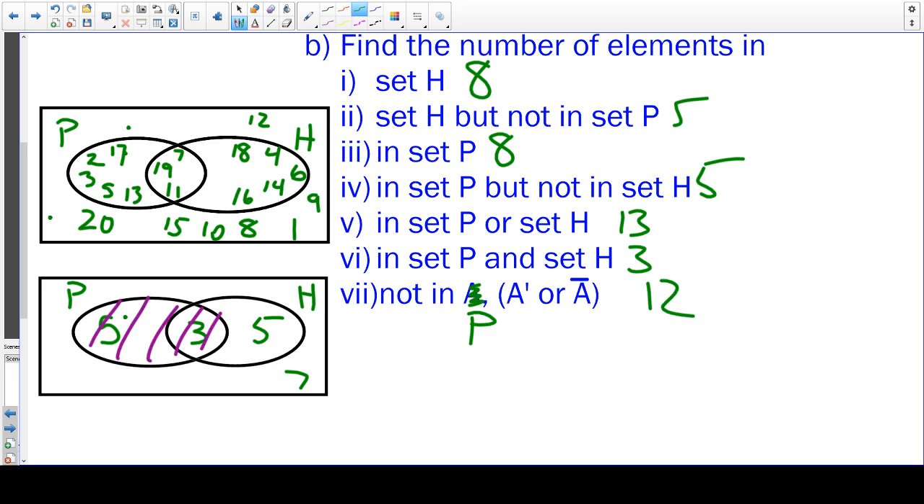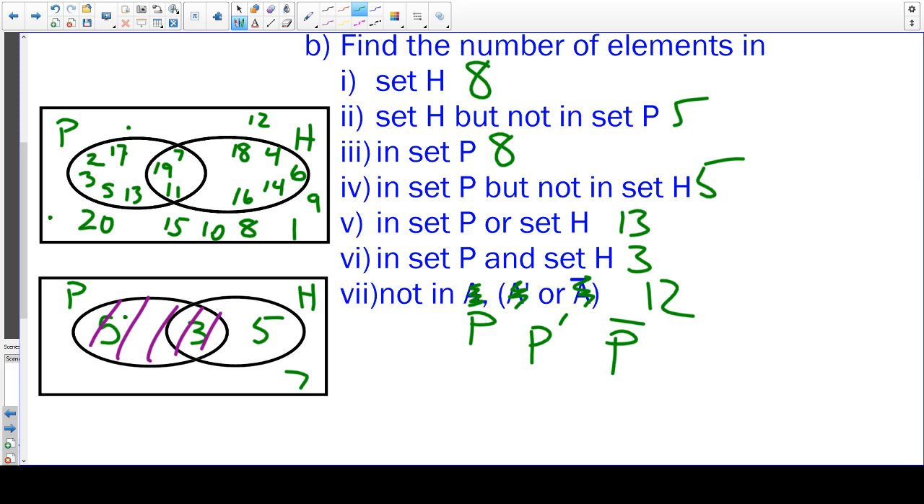Now, just so we're clear, if we're talking about not in P, we would say that by saying P prime or P bar. And there are some other ways that we say that, but those are probably the two most common ones. P prime or P bar, they represent the stuff that's not in P. Okay? To P or not to P? Just kidding. That is the question. So that's all she wrote.